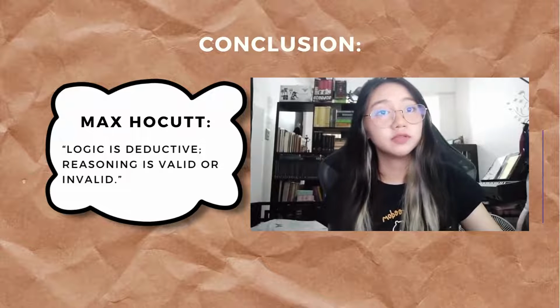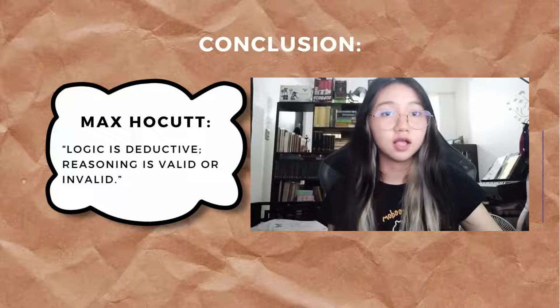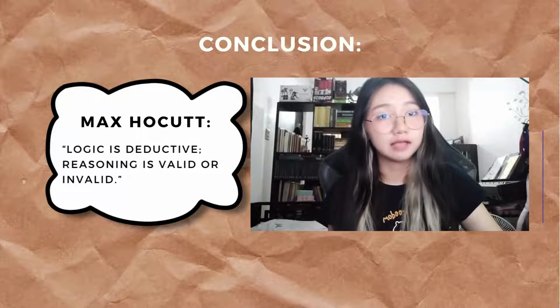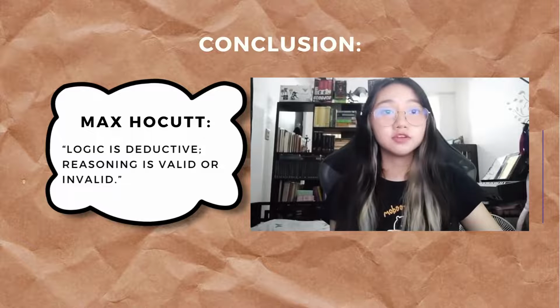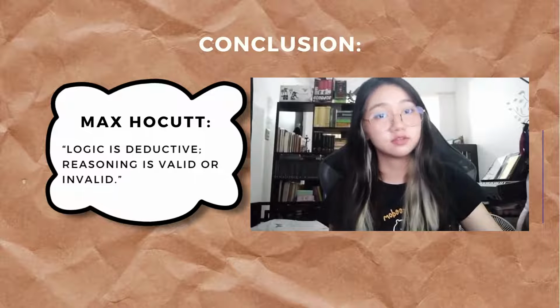Formal logicians only care about the structure of an argument rather than its content. Deductive logic is a formal science. Therefore, the logic presented will not help you understand the content of the argument because its focus is on its structure.